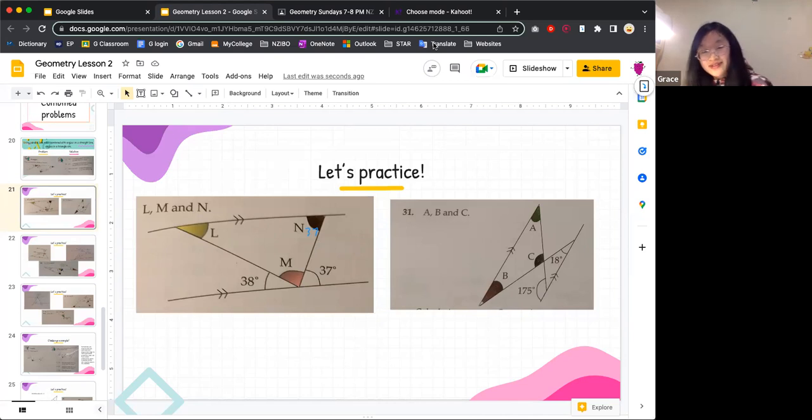Yeah, N is 37. Good job, Trinity, because they're alternate, right? And 147? Not quite, because we've got angle M on a line with 143. We've got to be a little careful here because we've got three of these angles, all adjacent on the line: 38, M, and 37. All three of them add up to 180. Yeah, good job, 105.